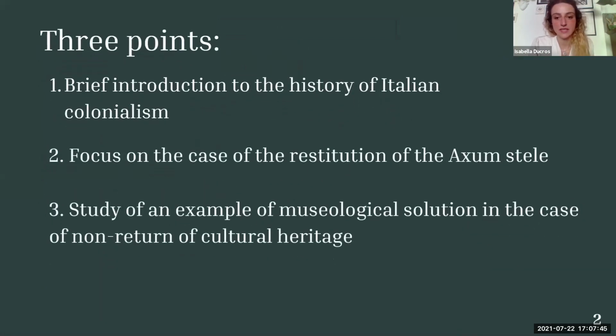The presentation is divided into 3 parts. The first will be a brief introduction to the history of Italian colonialism. The second will focus on a particular case of restitution, that of the Stele of Axum. The third is a study of an example of a museological solution in case of non-return of the cultural heritage.